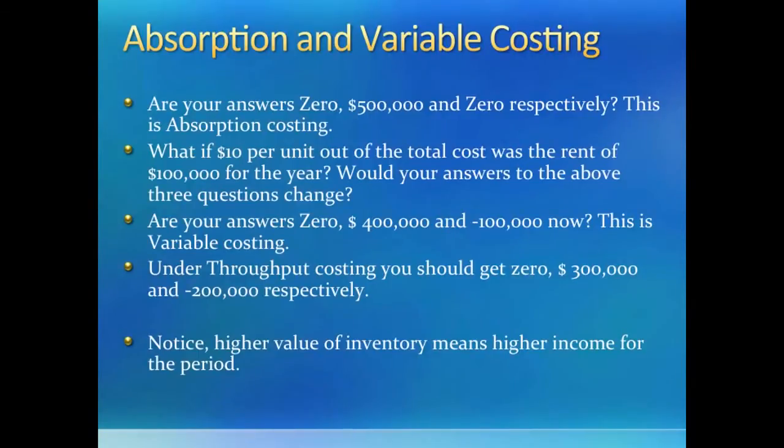Under absorption costing, the unit cost would be $50 per unit of inventoriable cost, leading to 10,000 units times $50 per unit of ending inventory, and cost of goods sold and net income should turn out to be zero. Under variable costing, only $40 per unit, that is direct material plus direct labor, will be the inventoriable cost, leading to 10,000 units times $40 of ending inventory. Cost of goods sold would be zero and net income would be negative 100,000 due to fixed costs.